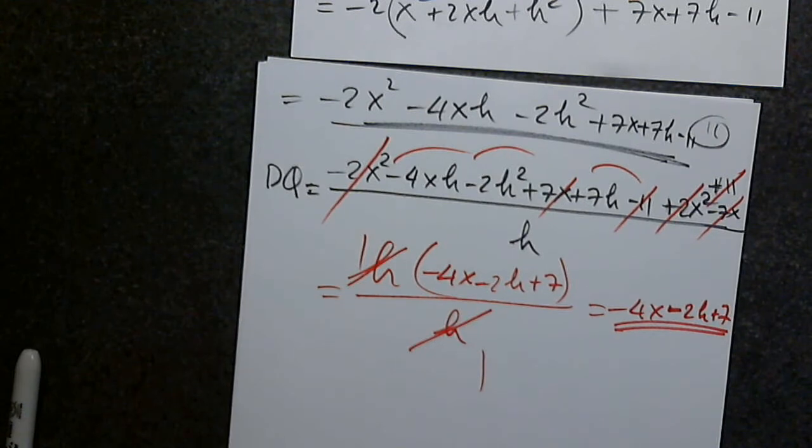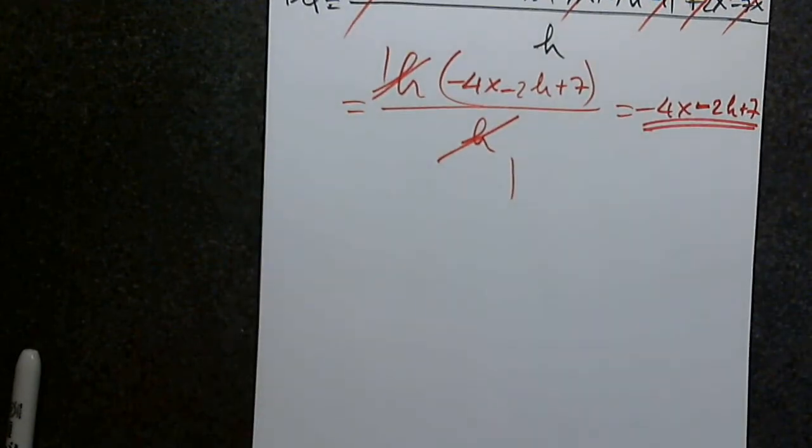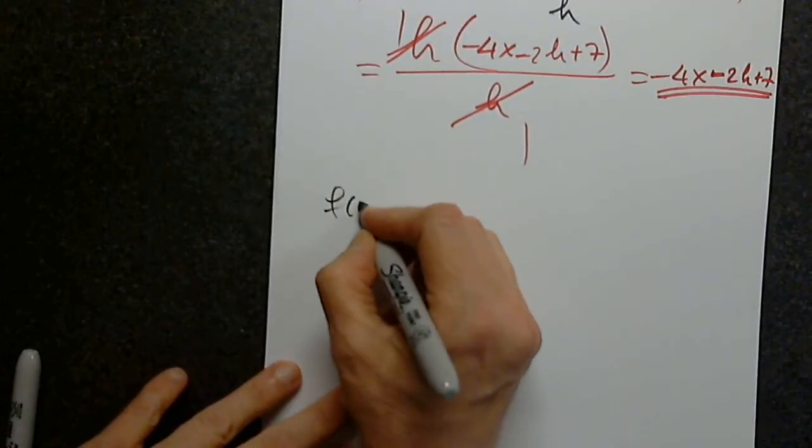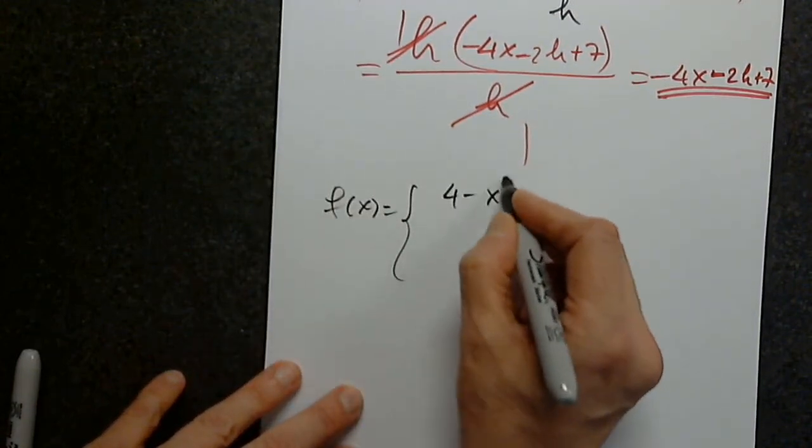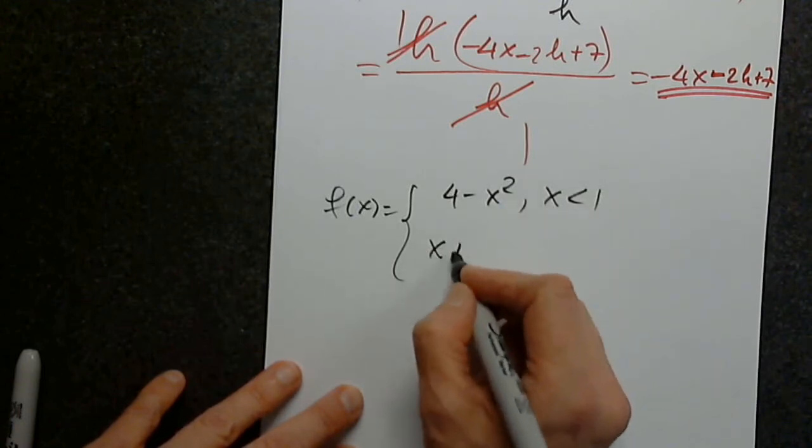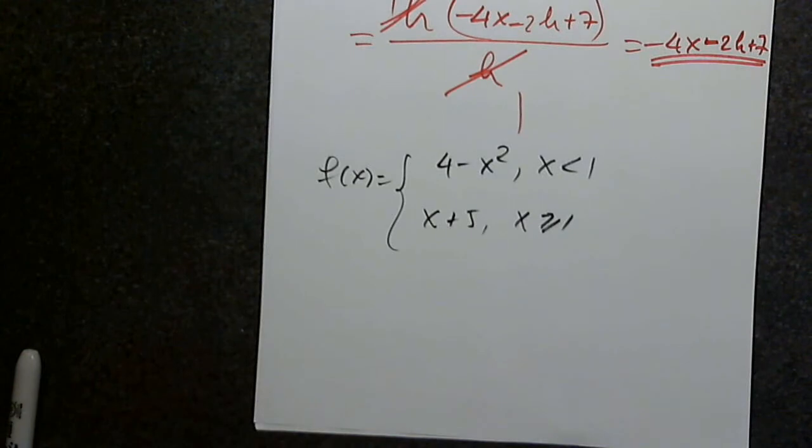Questions, please. Which one? Let's go to number 4. Number 4 is a piecewise defined function. So if you remember, this function, whatever number of branches it has, they cannot overlap. So please remember that. So we have f of x, 4 minus x squared for x less than 1, and x plus 5 for x greater than or equal to 1.